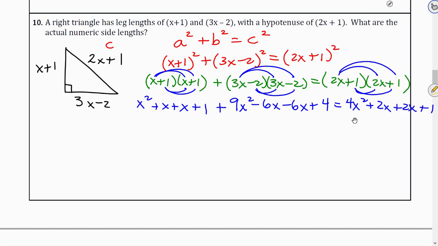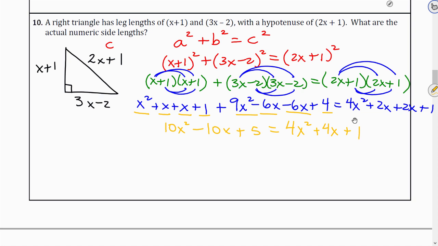All right, combine like terms. x squared plus 9x squared is 10x squared. The like terms: x plus x is 2x, minus 6x is negative 4x, minus 6x is negative 10x. That seems right. And 1 plus 4 is plus 5. Equals, I have 4x squared plus 4x plus 1.